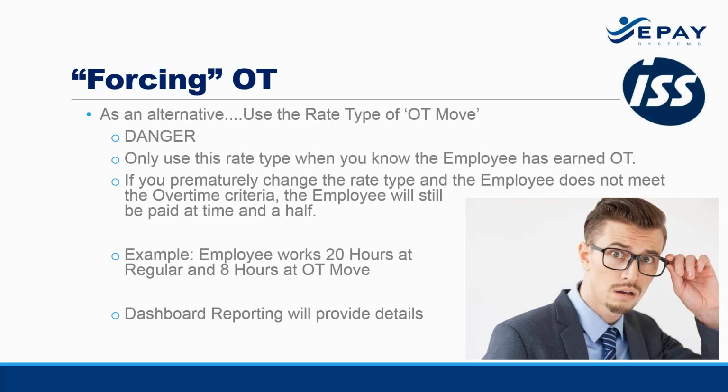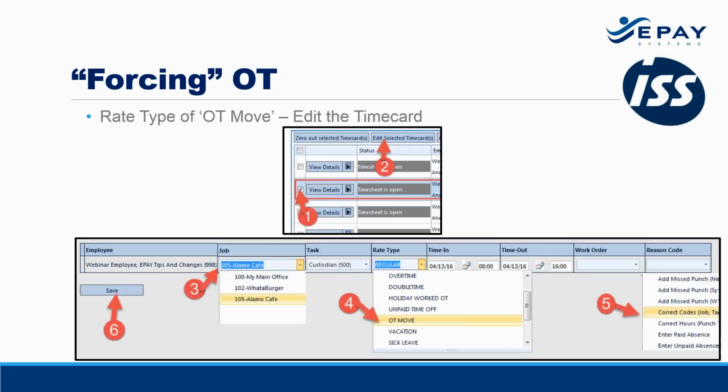So all the scenarios will label when OT was in use and when OT move was in use. So bottom line, stay away from using overtime, forcing overtime, using the overtime rate type. If you have to use OT move, then you're more than welcome to use OT move as an alternative to overtime. And what I was stressing here is that to do that, you go to the edit timecard view.